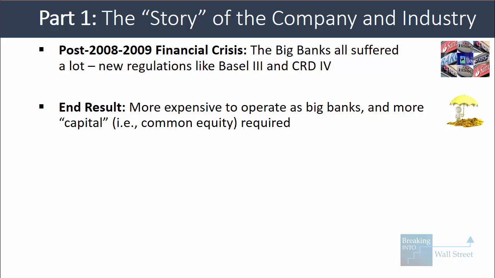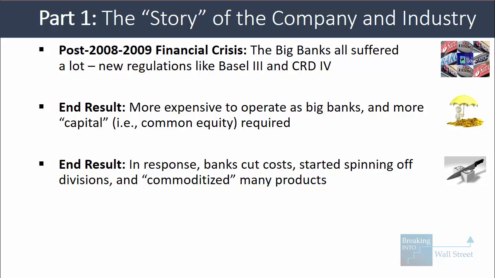They also had to hold a lot more capital, in other words, common shareholders' equity, to run their businesses because these regulations like Basel III and CRD4 required them to hold more equity to be in compliance with all the ratios and regulations. So as a result, of course, banks cut costs, they started spinning off divisions, and they also commoditized many of their products. So they no longer wanted to spend as much time customizing loan products and advisory services and other things like that to specific clients. They wanted to cut costs as much as possible and commoditize many of these products and make everything the same.